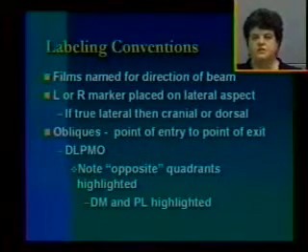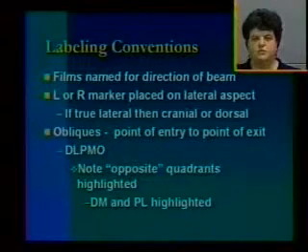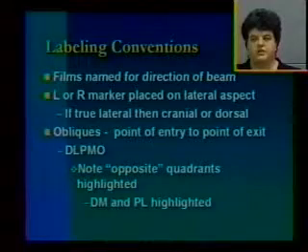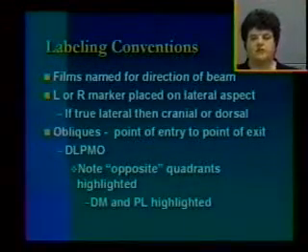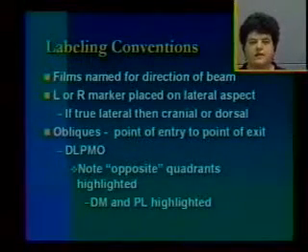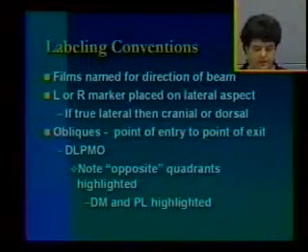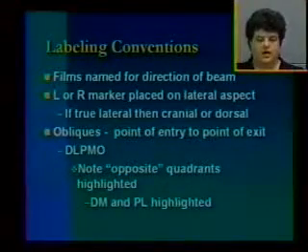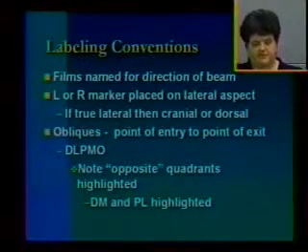Labeling conventions are going to help you tell, if you can't tell by the anatomy, which side is lateral and which is medial. Just to remind you that films are named for the direction of the beam, so in a ventrodorsal projection of the thorax, the beam is going from the ventral aspect of the animal to the dorsal aspect. The left and right markers are placed on the lateral aspect of the limb. If it's a true lateral, then the markers are placed cranial or dorsal. On obliques, the same thing is true. It's named from point of entry to point of exit.